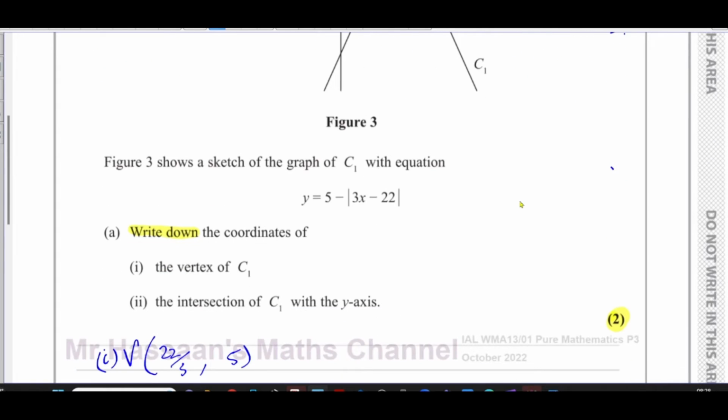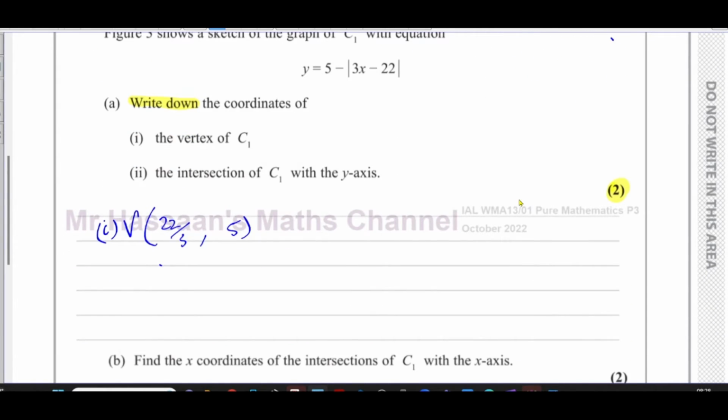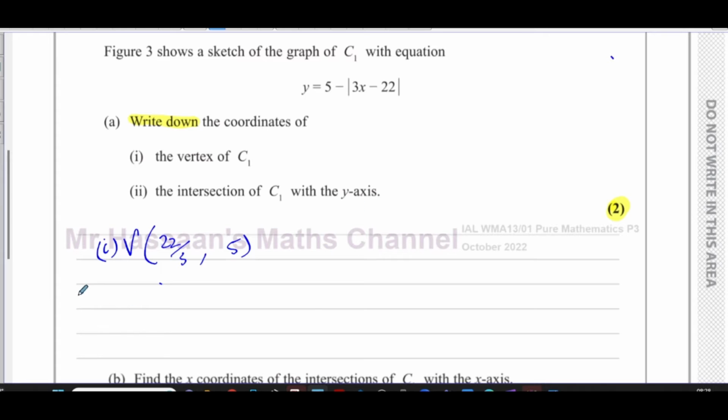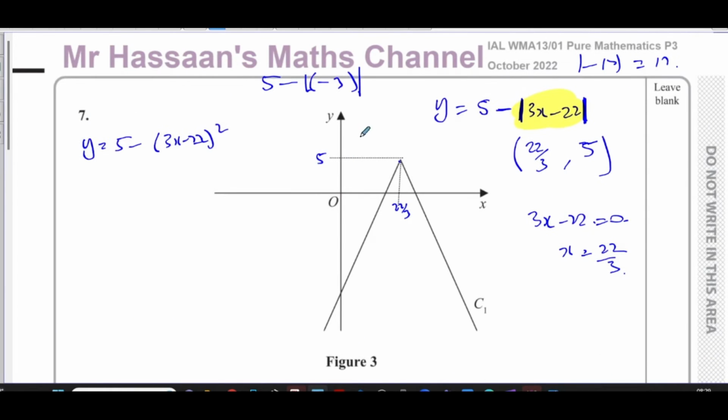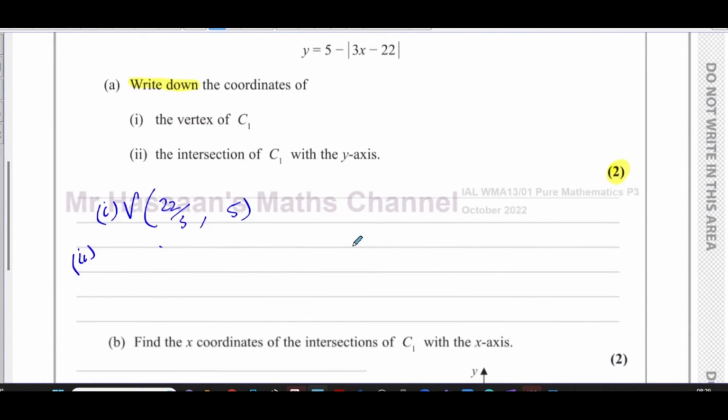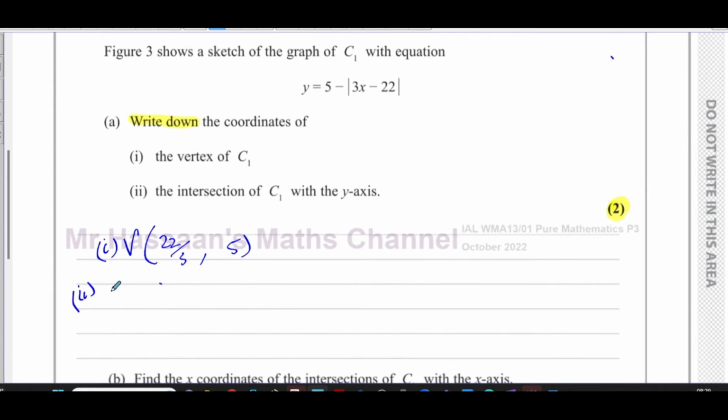Okay, and then it says the intersection of C1 with the y-axis. Now we know that something hits the y-axis. As we know, everywhere on the y-axis, x is 0. The equation of the y-axis is x equals 0. So if we want to find where something crosses the y-axis, and this is going to cross it over there somewhere, we have to replace the x with 0. So we take the equation and just simply replace the x with 0.